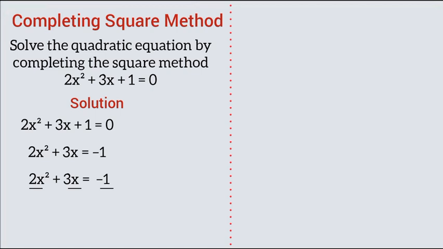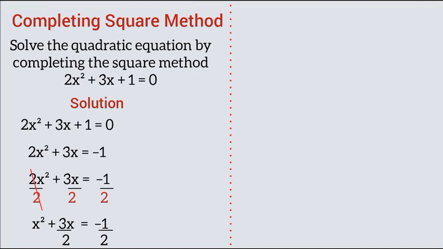That is going to give us 2x squared divided by 2 plus 3x divided by 2 equal to minus 1 divided by 2. You would notice that the coefficient of x squared, which is 2, will divide the denominator 2, and so we'll be left with 1x squared, which is simply x squared, and then plus 3x over 2 equal to minus 1 over 2.